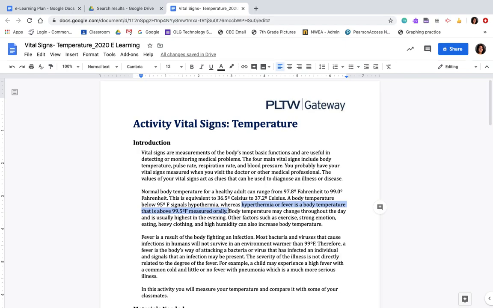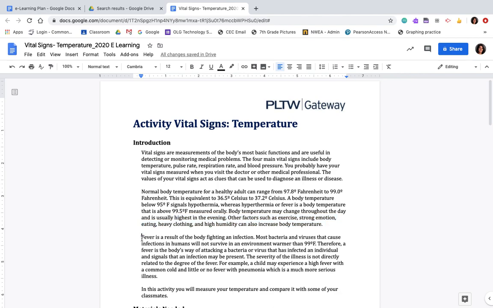Okay. And then you'll need to know some different reasons why body temperature varies. So you'll need to know that it's highest in the evening, as well as the other factors. So exercise, strong emotion, eating, heavy clothing, high humidity.